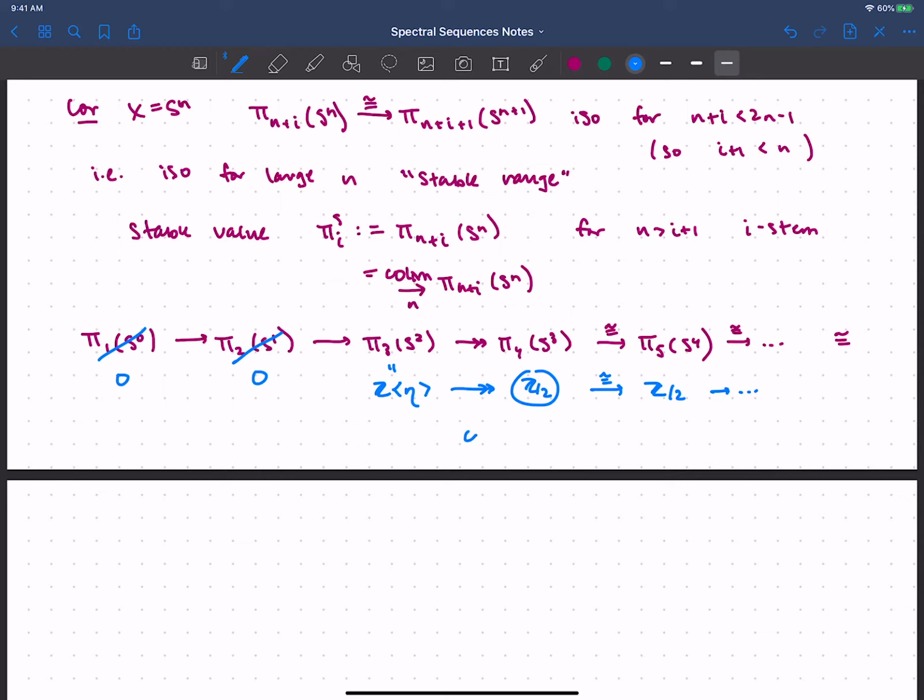Okay, and so then our colimit is pi 1 stable, and we learn that it's Z mod 2. So the point of all of this is that we can compute pi 4 of S3, this unstable homotopy group, and because we're already in the stable range, this will compute for us that first stable stem. Okay, so that's what we'll compute.